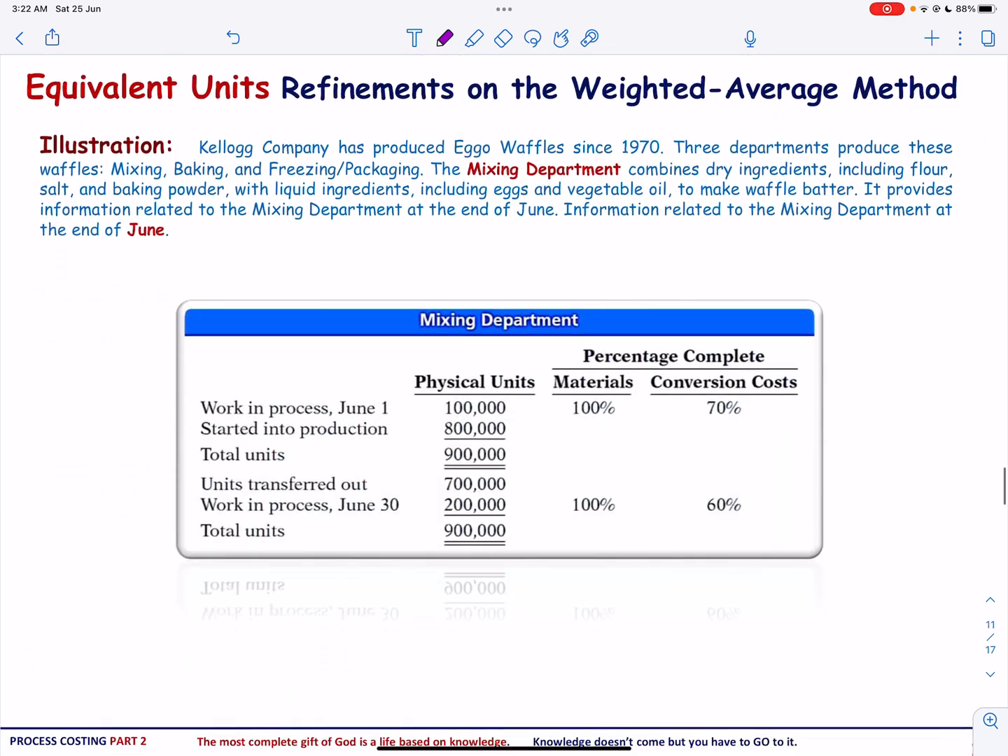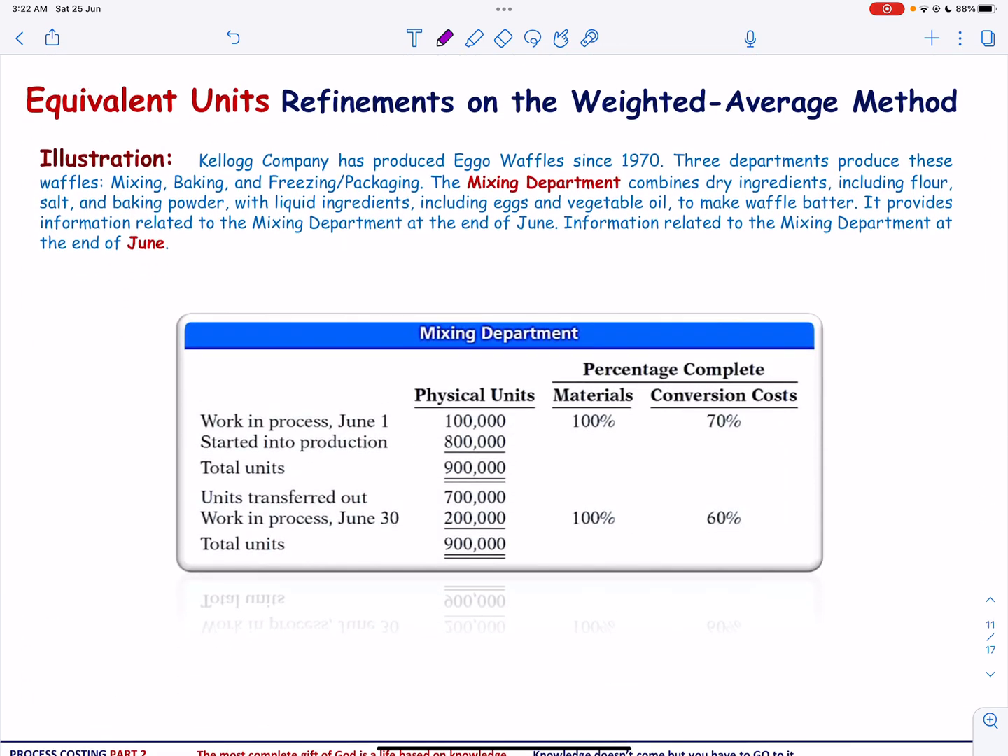Let us look into one more illustration. Now here the information is related to the mixing department at the end of June. The illustration indicates that the beginning work in process is 100% complete as to material cost and 70% complete as to the conversion cost. In other words, the company adds all the material at the beginning of the making process, and the conversion cost, that is labor and overhead, related to the mixing of these ingredients is incurred uniformly and is 70% complete.